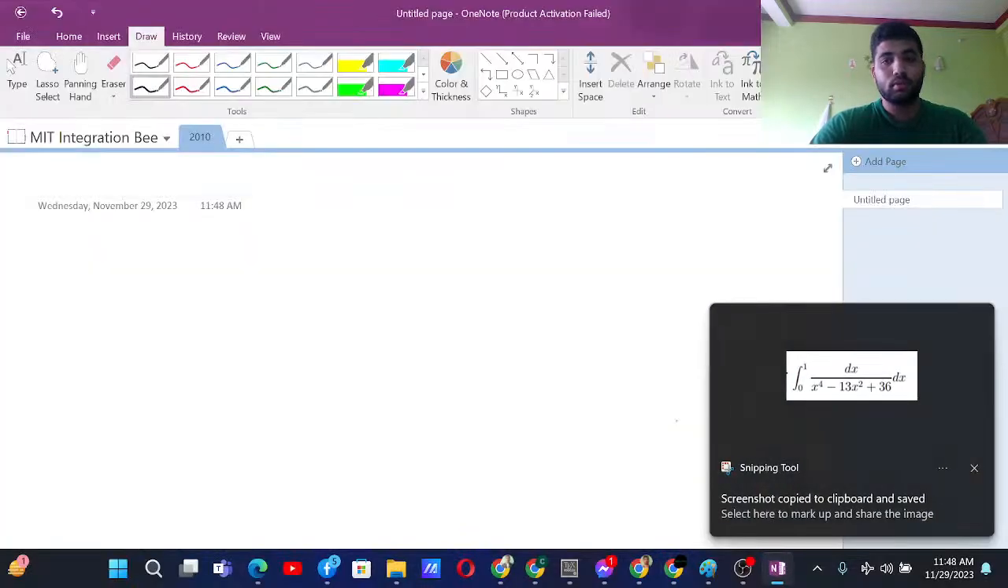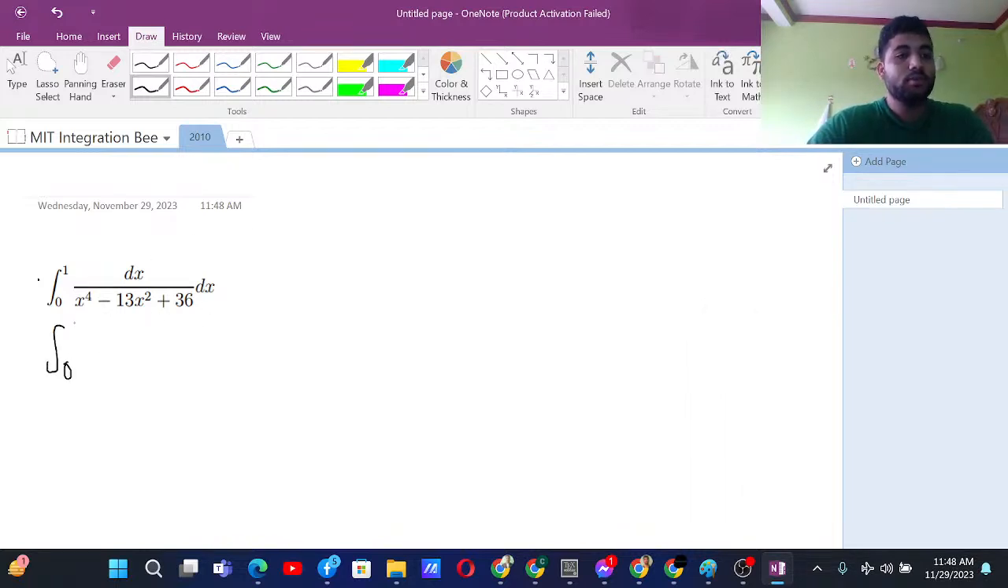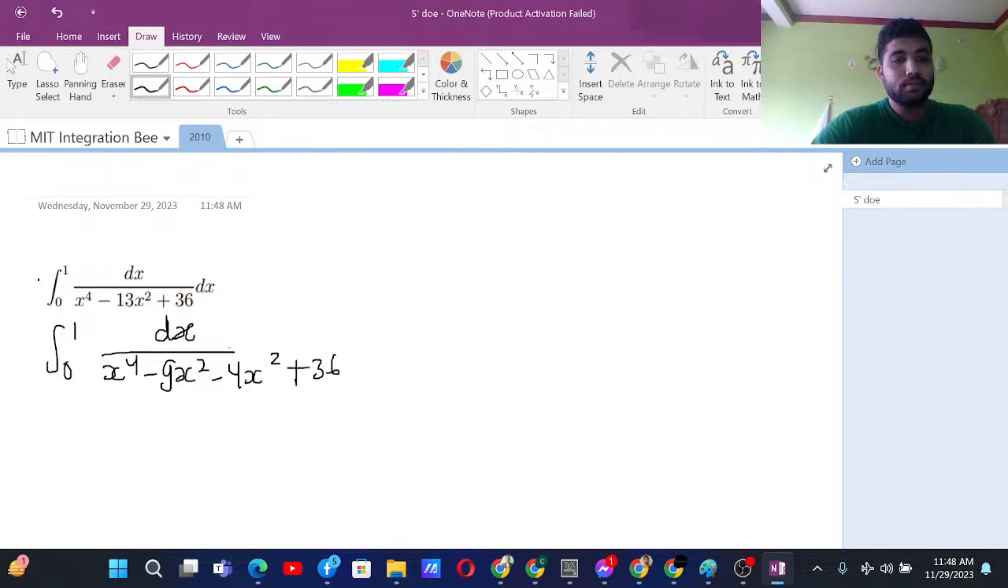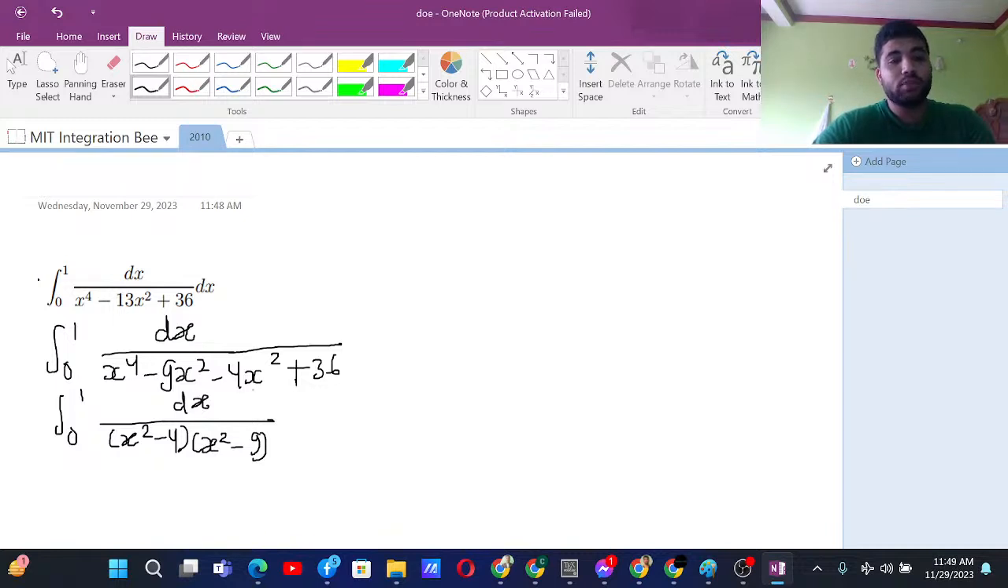Question number 16. For question number 16, we can first try to factorize this expression. Integral from 0 to 1 dx by x to the power 4 minus 9x square minus 4x square plus 36. This will be integral from 0 to 1 dx by x square minus 4 times x square minus 9. You can see that we can take x square common, x square minus 9, and minus 4 common, x square minus 9. So we will have this.